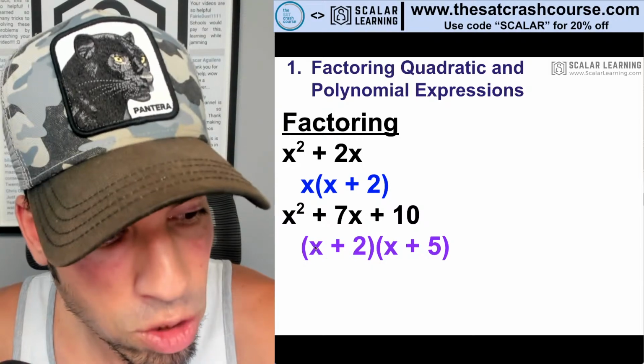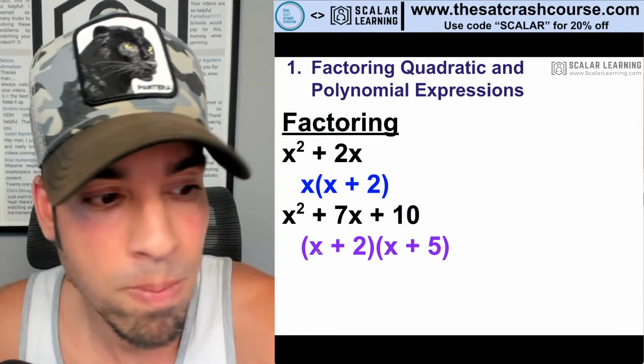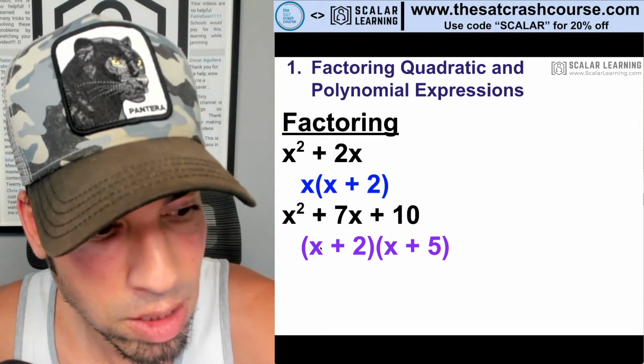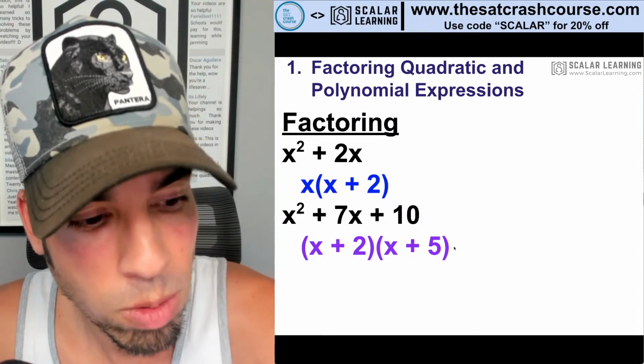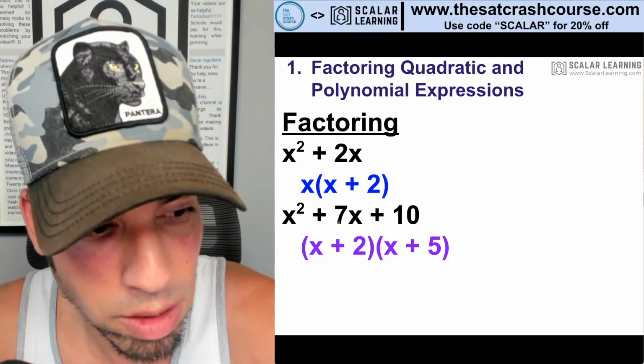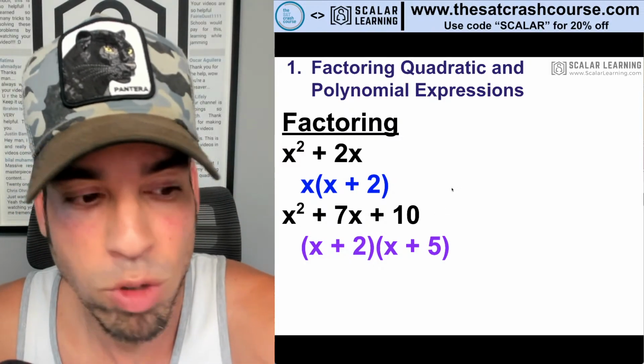And then again, as we remember to FOIL, which I've talked about in a previous video, x times x is x squared, x times 5 is 5x, 2 times x is 2x, 2 times 5 is 10, and you combine the 2x and the 5x, and you come back to that original polynomial.